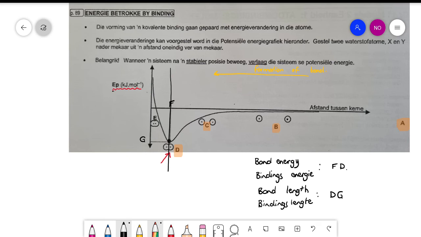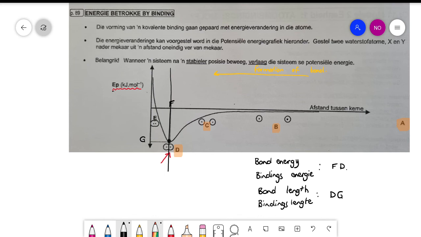Okay, so is almal by my tot by D. En julle verstaan wat jy moet kan aflees by daai punt D. Jy moet kan aflees wat is die bindingslengte, fisies die afstand tussen die twee kerne, en jy moet kan aflees wat is die potensiële energie. Nou onthou, hy is daar op sy stabielste, dis hoekom hy 'n negatiewe potensiële energie het. He's at his happiest.